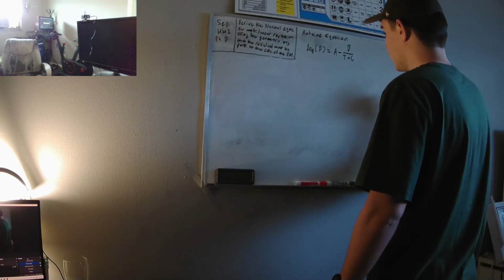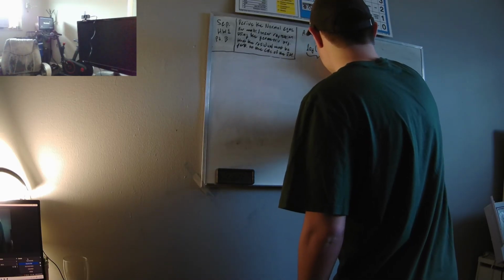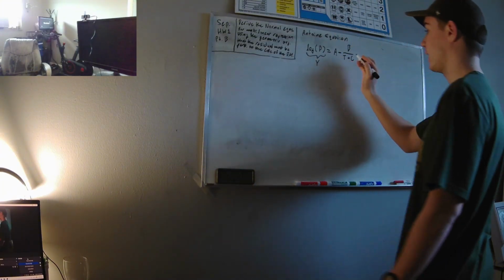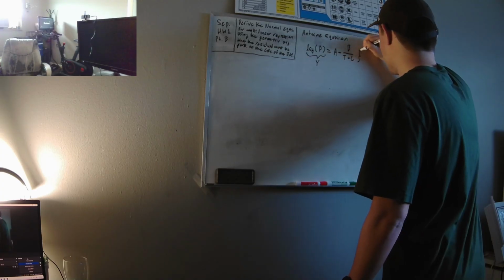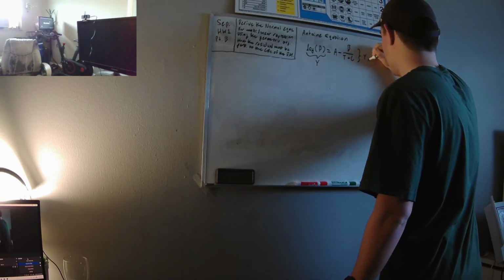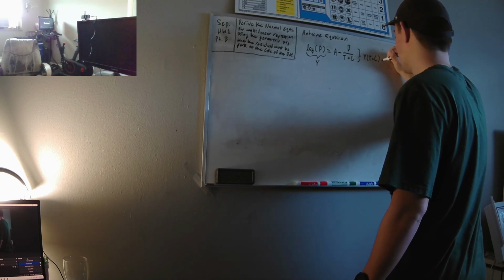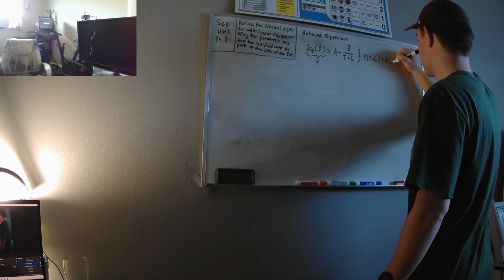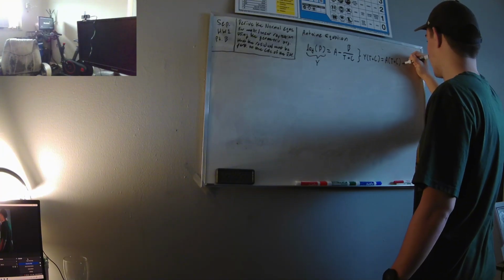To do that, we're going to call this term Y. And we're going to go ahead and multiply out this T plus C, which is going to give us Y times T plus C equals A times T plus C minus B.